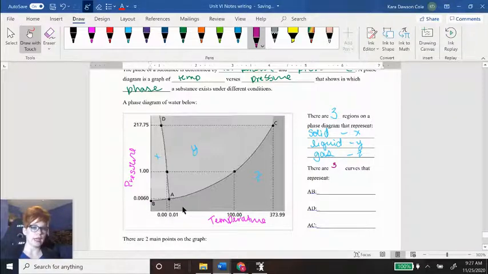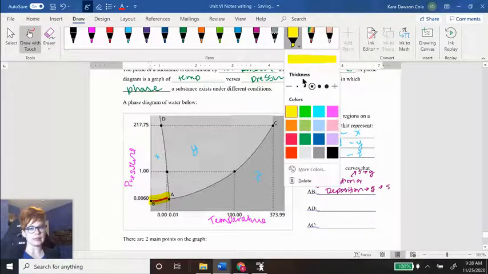So AB, right here, line AB from here to here, is your change of state from a solid to a gas, or a gas to a solid. And this would be your sublimation, deposition line. So sublimation, you're going to go from a solid to a gas. And for deposition, you're going to go from a gas to a solid.